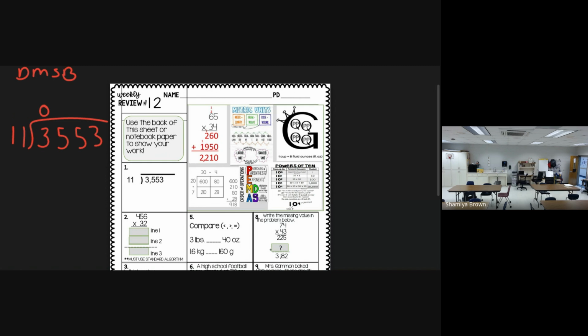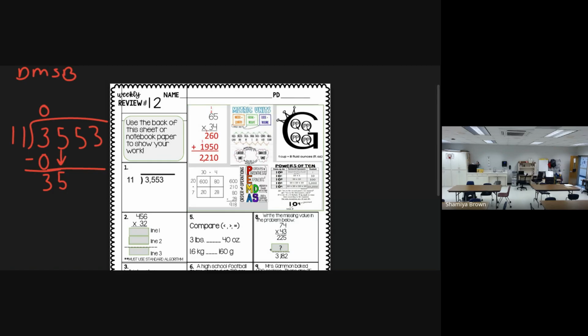I just did that. Now I'm going to multiply 0 times 11, which is 0. And then I'm at the S, which is subtract. So I'm going to subtract 3 minus 0, which is 3. Then I'm at the B, which is bring down. So I'm going to bring down my 5. The next number is the number I always bring down. So now I'm back at the D, which is divide.